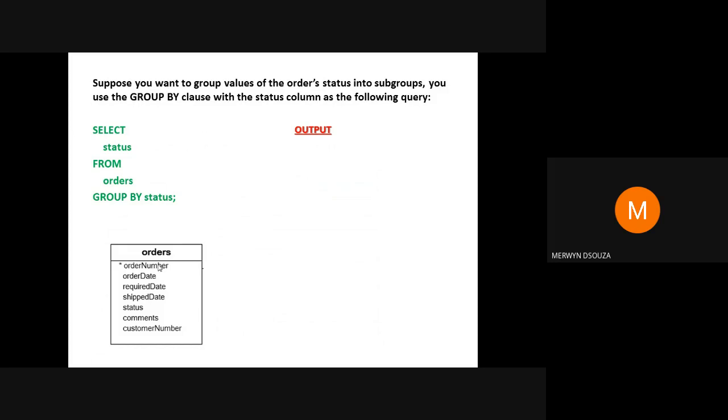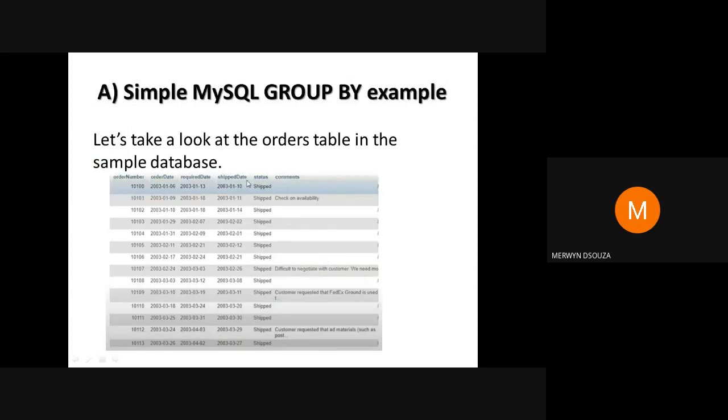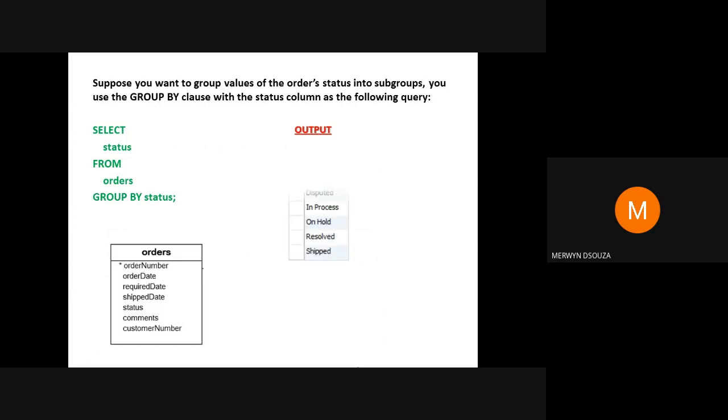So the output would have looked something like this. This would have been displayed in the output, the different statuses that the orders could have. So the status could have been cancelled, disputed, in process, on hold, resolved, or shipped. All these records that are present here, the status could have been any one of these. In this snapshot, we can see only one status, shipped, but these other statuses are also present in the entire database. So these are all the different statuses that are possible.